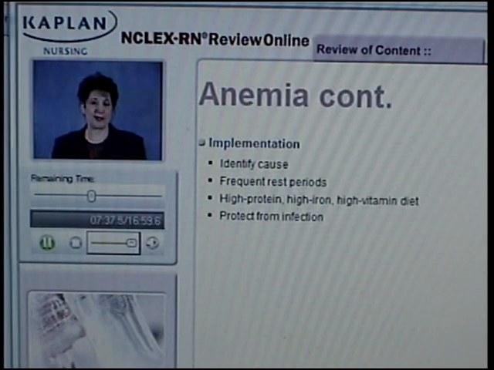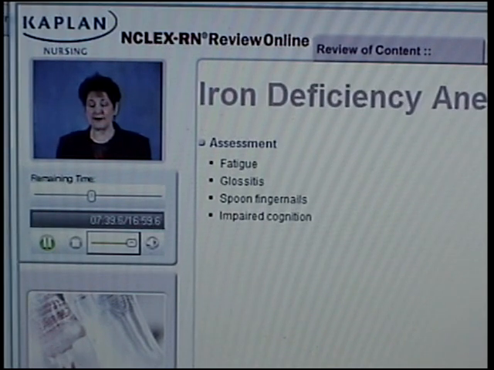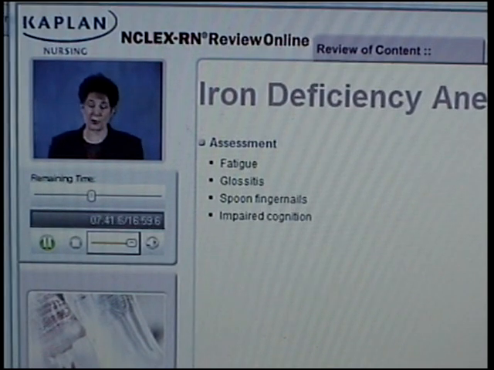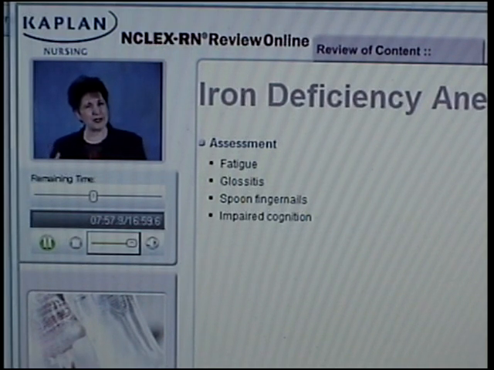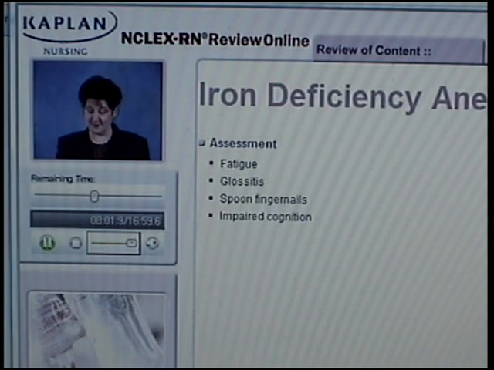We're going to talk now about a couple different types of anemia that are commonly seen and commonly tested on the NCLEX. The first is iron deficiency anemia. And the type of assessment you will see, again, the patient complains of fatigue. They complain of glossitis, which is inflammation of the tongue. They have spoon fingernails, and they have impaired cognition. It's hard for them to remember things or keep track of things. They feel like their brain is a little fuzzy.